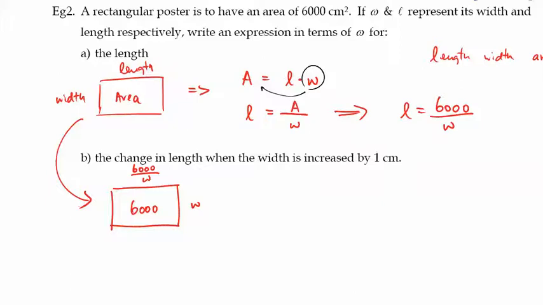Now, what if we are to increase the width by 1 cm? If the width is to increase by 1 cm, what would happen to your length in order to keep it with the same area? Would it go longer or shorter? Shorter. Your new length will now be shorter.